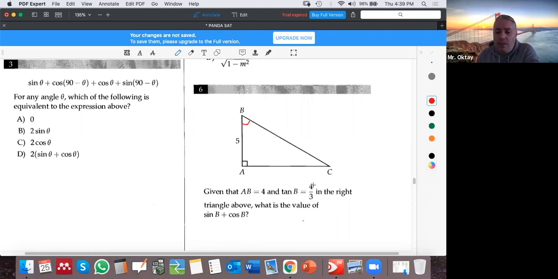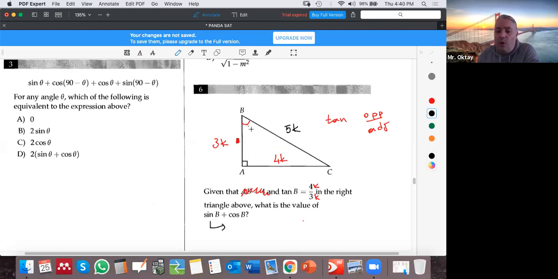Tangent means opposite over adjacent, so I can say opposite is 4K and adjacent is 3K. This is 4K, and this is 3K. I do not need the other information; I am just using this information. Since this is a right triangle with 3K, 4K, I directly remember the hypotenuse, 5K. And then the question is sine of B.